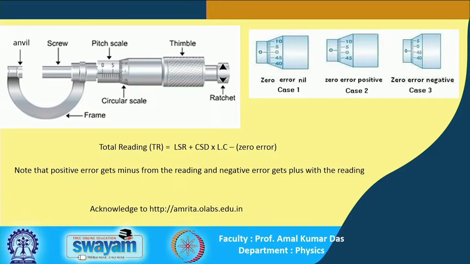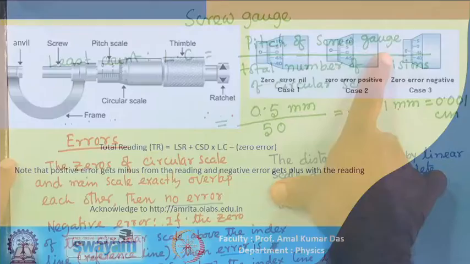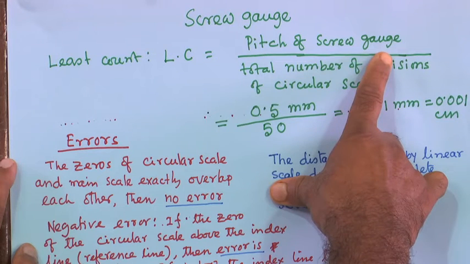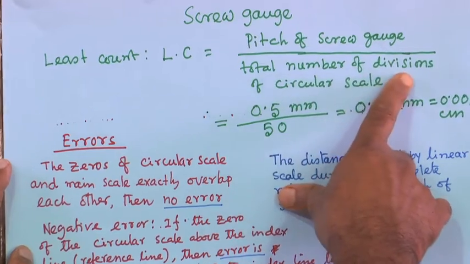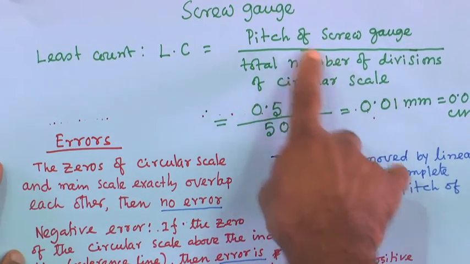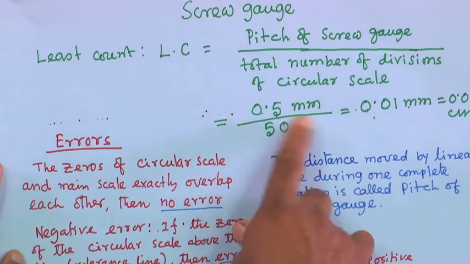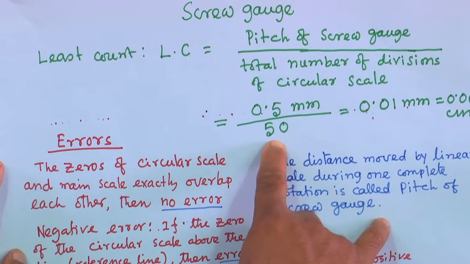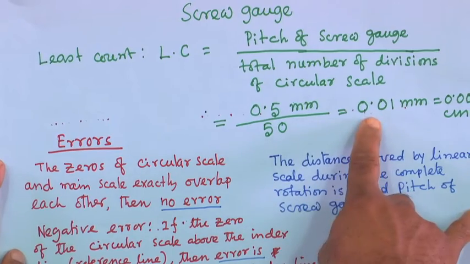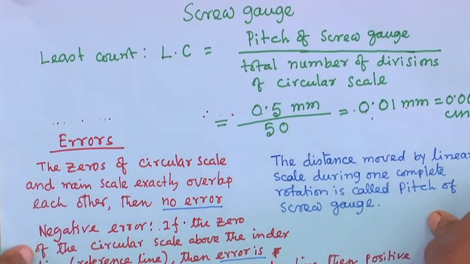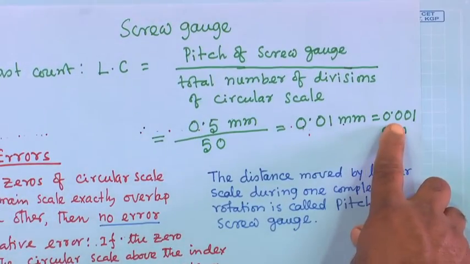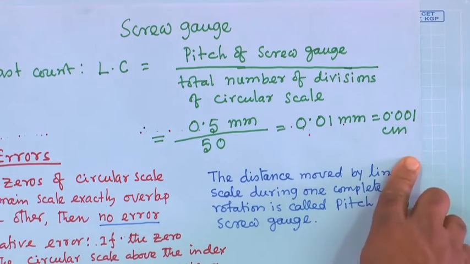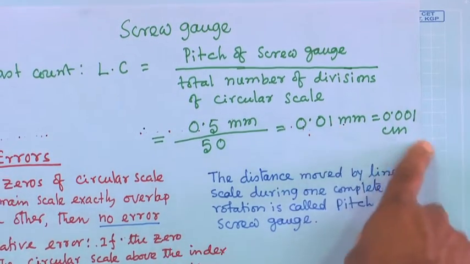Least count is defined as the pitch of the screw gauge divided by the total number of divisions of the circular scale. So, the pitch of the screw gauge, as I showed you, is 0.5 millimeter, and the total divisions in the circular scale is 50. So, you are getting 0.01 millimeter, that is 0.001 centimeter. Okay. So, this is the least count.